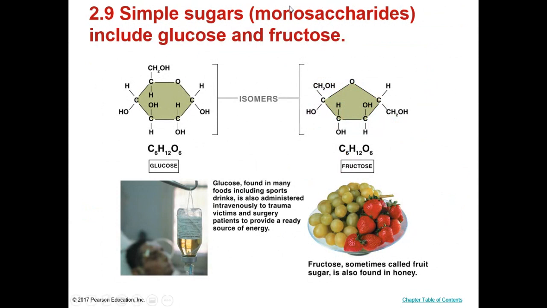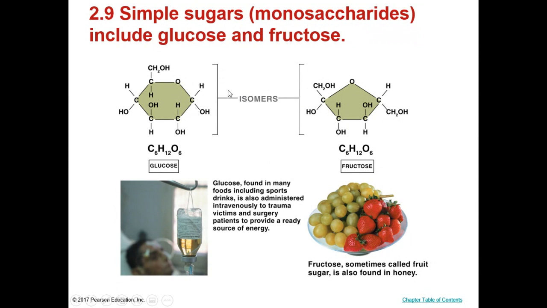Monosaccharides for simple carbohydrates. So one glucose molecule, for example, is a monosaccharide. One fructose molecule is a monosaccharide. So glucose, fructose. Notice the similarities. These are highly similar molecules right here. The only thing that differs between them is their arrangements.